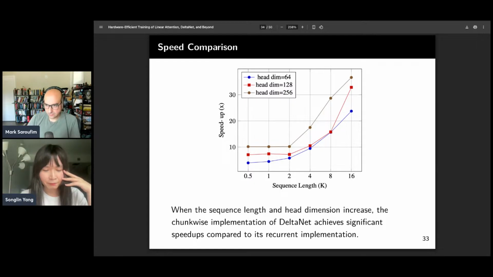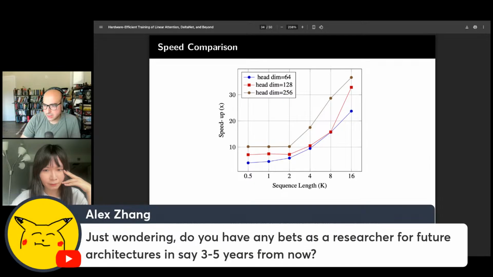All right, I see another question from Alex Zhang. Alex is asking, do you have any bets as a researcher for the future of architectures in 3 to 5 years? I'll let you pick the time range you think is most interesting to make predictions on.